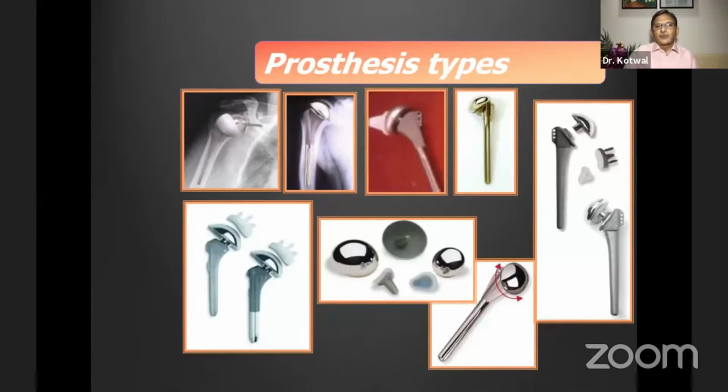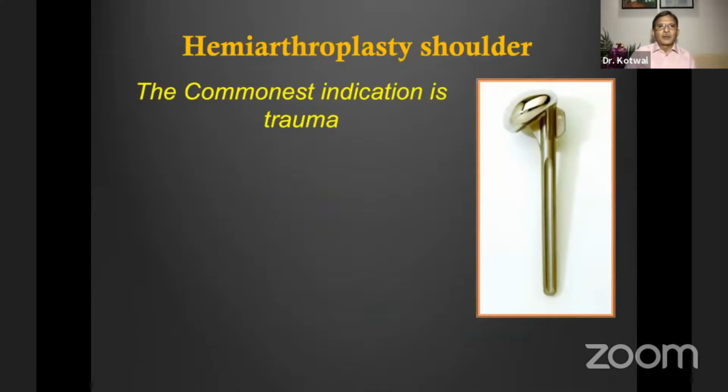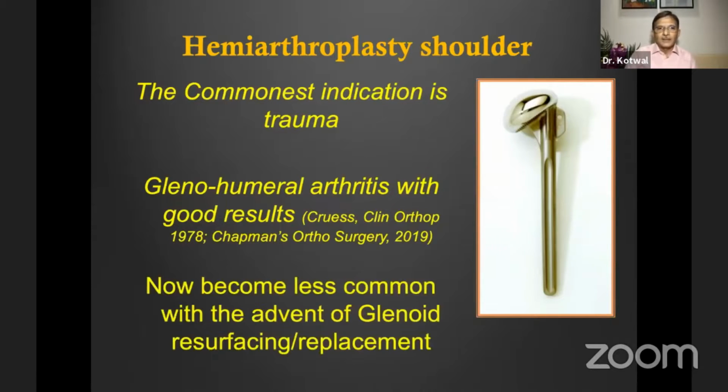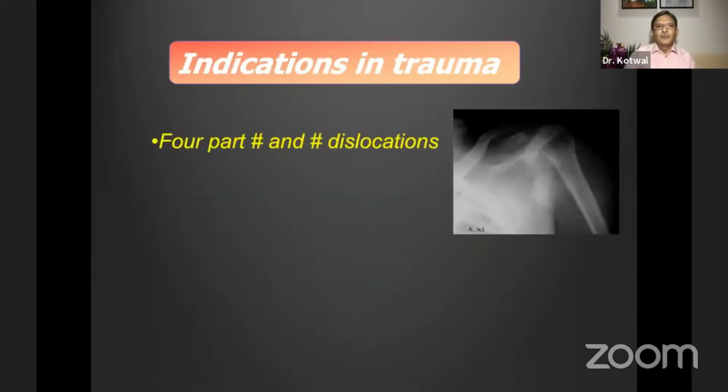These are the various prosthesis types which are available, either for hemi replacement or for total replacement. Let's talk about the hemi-arthroplasty. It is commonly used in trauma, and people have also used it with good results in glenohumeral arthritis, but now it has become less common. The hemi-arthroplasty has become less common with the advent of glenoid resurfacing or replacement, which gives better results.